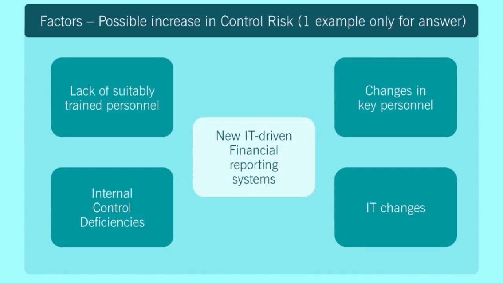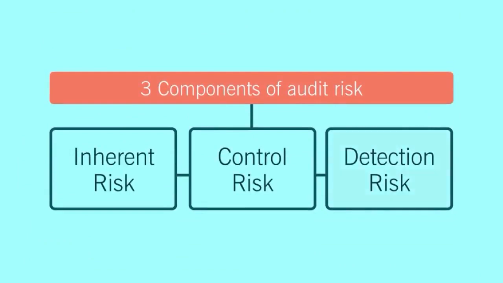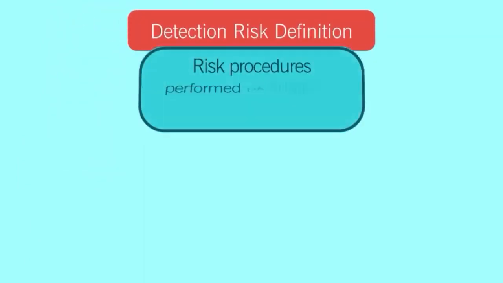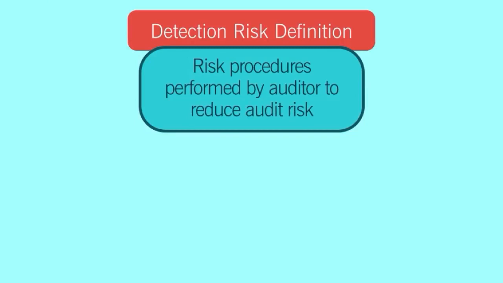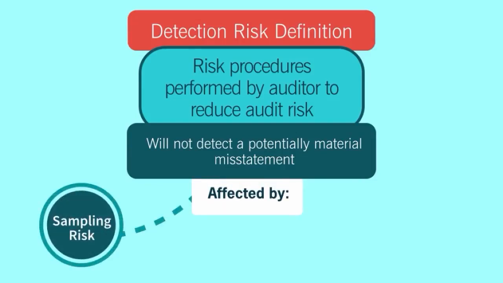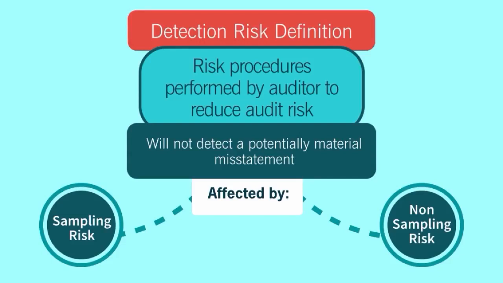Looking at detection risk, this is defined as the risk that the procedures performed by the auditor to reduce audit risk to an acceptably low level will not detect a potentially material misstatement, either individually or when aggregated with other misstatements. Detection risk is affected by sampling and non-sampling risk.